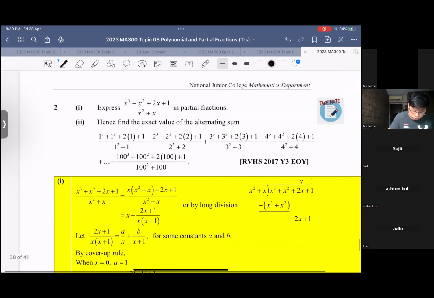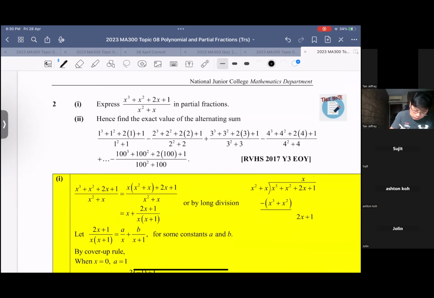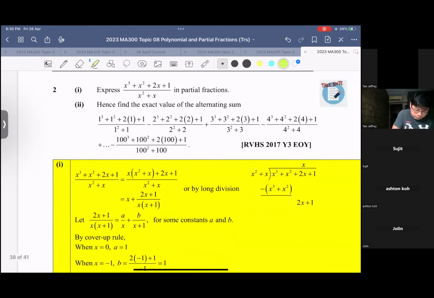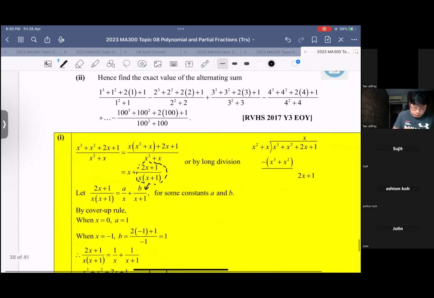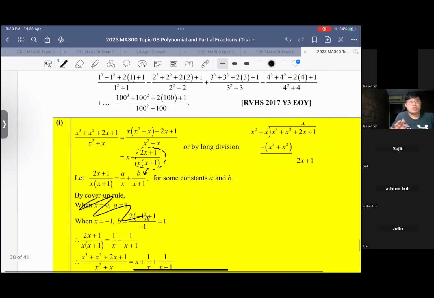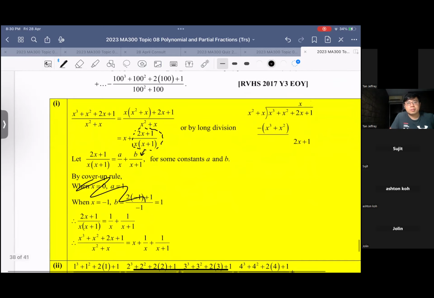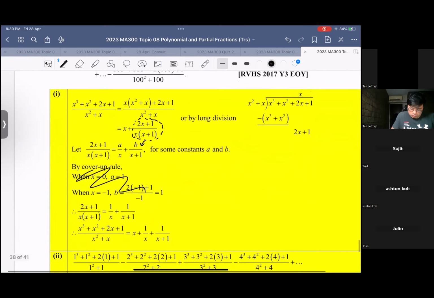Okay, so after you do long division already, you get this, right? You can do long division. Basically, you break down to partial fraction. This is the part where I will do my partial fraction into the next portion. Don't care about the cover-up rule, just use comparing coefficients. After that, you solve already.